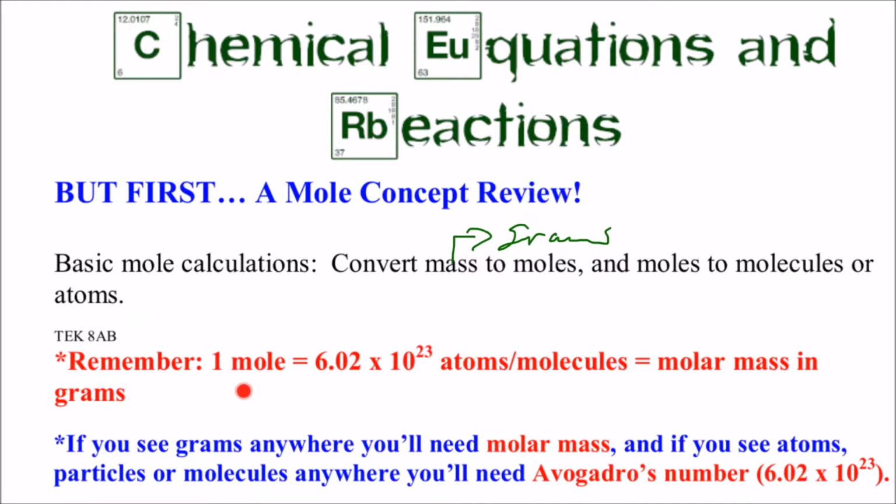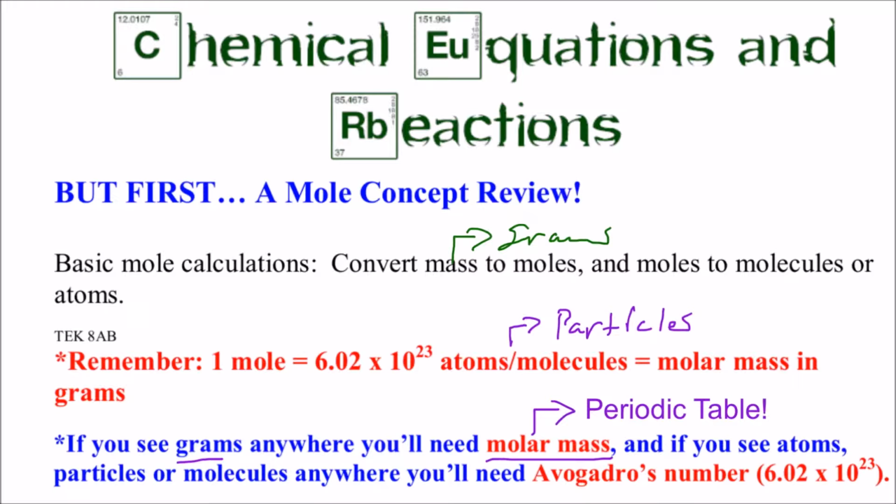1 mole of any element or compound is equal to Avogadro's number of atoms, molecules, and we need to add particles into that. And 1 mole of any element or compound is also equal to the molar mass in grams of that element or compound. So any time that you see grams anywhere, you know that you're going to need the molar mass. And where are you going to get the molar mass from? The periodic table. And if you see atoms, particles, or molecules, then you need to remember to use Avogadro's number.